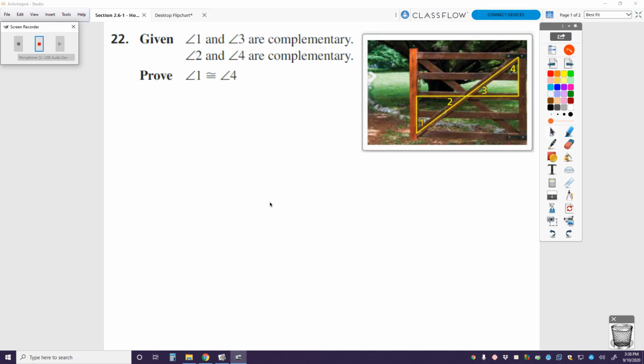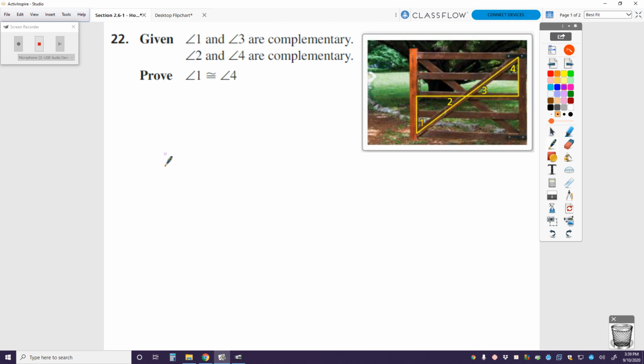All right, let's take a look at these two homework problems. Your first real experience with proofs, with geometry proofs. So we were given that angles 1 and 3 are complementary, and angles 2 and 4 are complementary, and they are referencing these angles that are in this picture over here. All right, and we need to prove that angles 1 and 4 are really congruent or equal to each other.